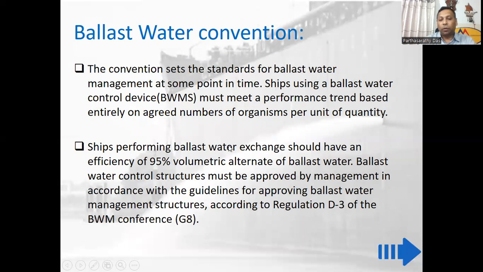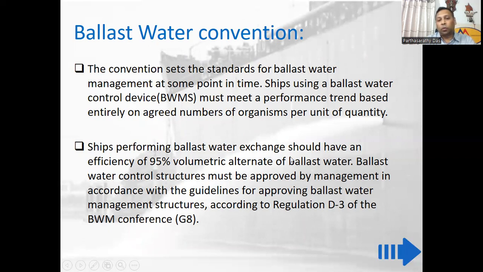So now, to prevent all these things, the Ballast Water Convention came. The convention sets the standard for ballast water management. Ships using a ballast control device, which is basically the ballast water management system, must meet a performance standard, which will ultimately reduce the transportation of unwanted aquatic organisms in the quantity of water that is being carried in the ship.